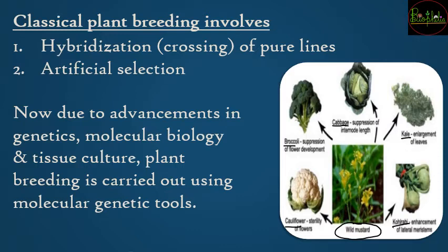Classical plant breeding is a slow process, and since it is slow, it takes a lot of time to incorporate the desired traits in the plant. So uske liye, as advancement in genetics occurred, there are now methods called molecular biology. There can be tissue culture through which plant breeding is much easier and less time consuming. So from classical we have now advanced towards these types of molecular genetics.